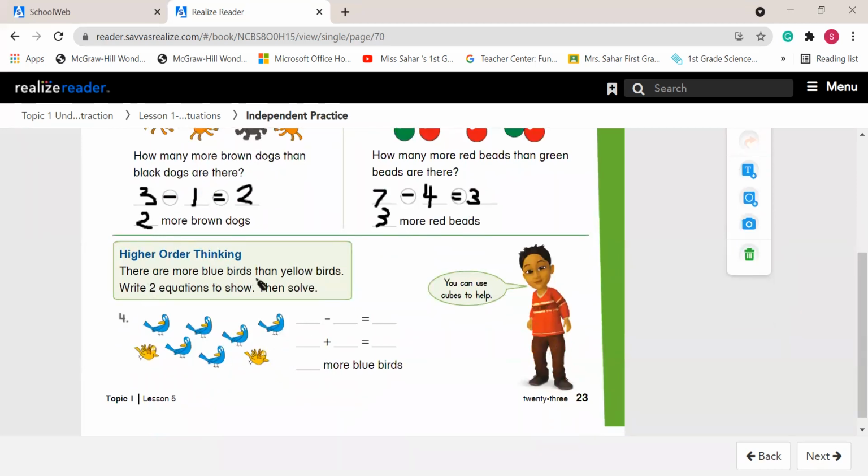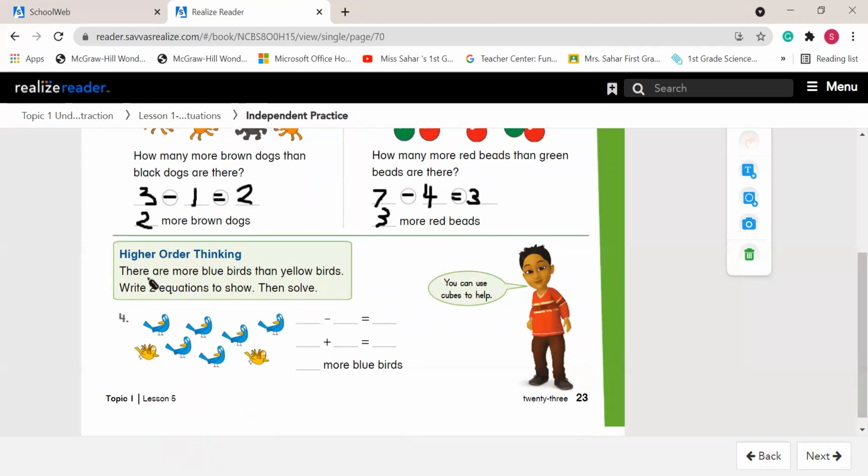There are more blue birds than yellow birds. Write 2 equations to show, then solve. Remember the previous when we say 5 take away 2 equals 3? That means 3 plus 2 equals 5. So today we need to do something like that in this exercise. We're going to do a subtraction and an addition equation, and both are going to give me the right answer.